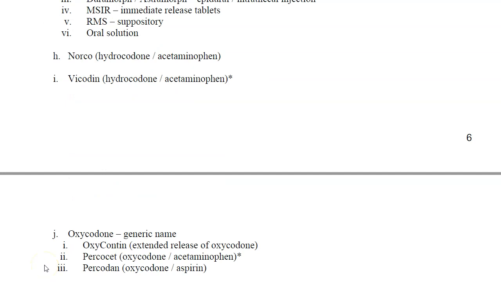Next, we have oxycodone, which is basically OxyContin, and that's the extended release of oxycodone. We have Percocet, which is oxycodone with acetaminophen, and Percodan, which is oxycodone with aspirin. And again, just remember the ones with asterisks are the prototypes that you have to remember for this class.